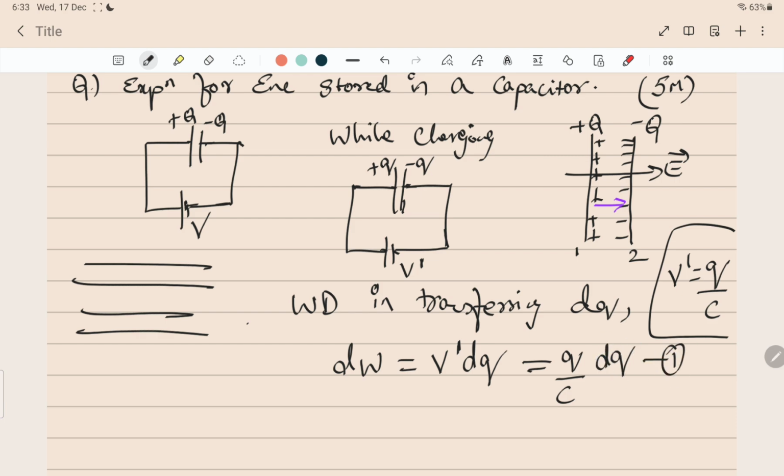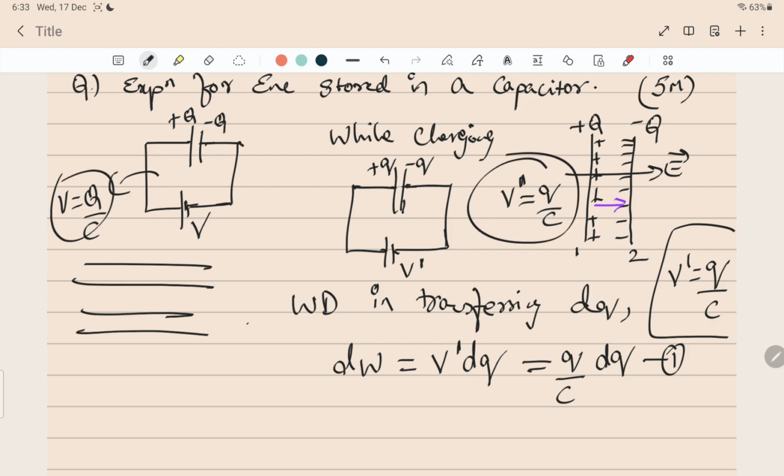How did V dash is equal to q by C come? We know this already. Q is equal to CV is the standard formula, so V is equal to q by C is the formula. For the intermediate situation it is small q by C. For the first situation, I'll have to write V is equal to capital Q by C. For this one, while charging, I'll write V dash is equal to small q by C. That's all. So if you want, you can mention it.